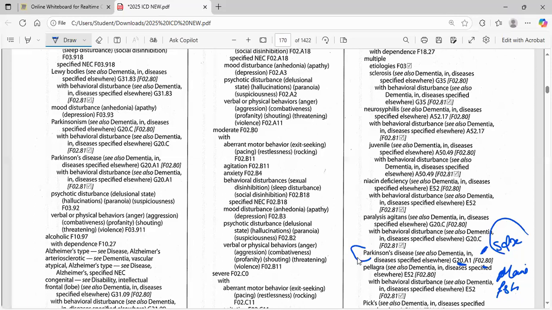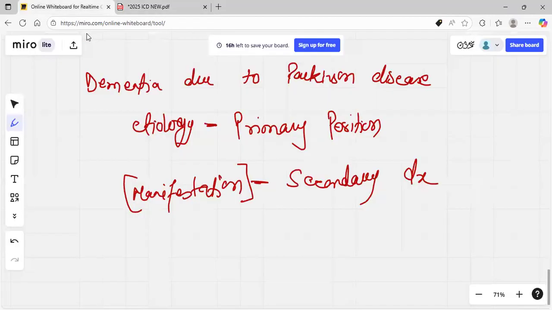at the secondary position only. So with the help of index, we have the brackets which will tell us the sequencing guidelines.